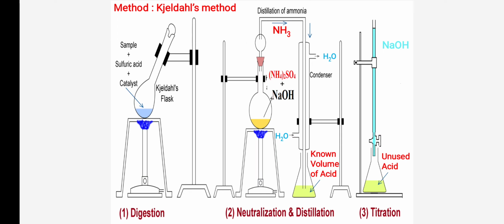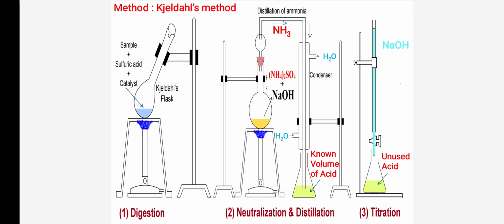And that produced gas, ammonia gas, we are passing through the condenser. If you observe the condenser in the diagram, you will find that there is an inlet of H2O and an outlet of H2O. That is the cold water circulation. That cold water circulation is responsible for converting ammonia gas into liquid ammonia. Now that liquid ammonia we are going to pass through a known volume of acid.